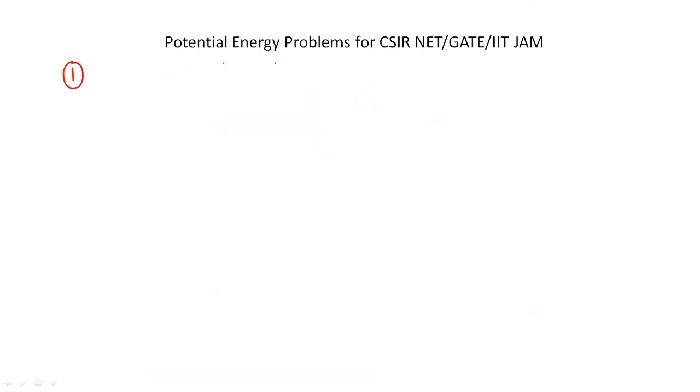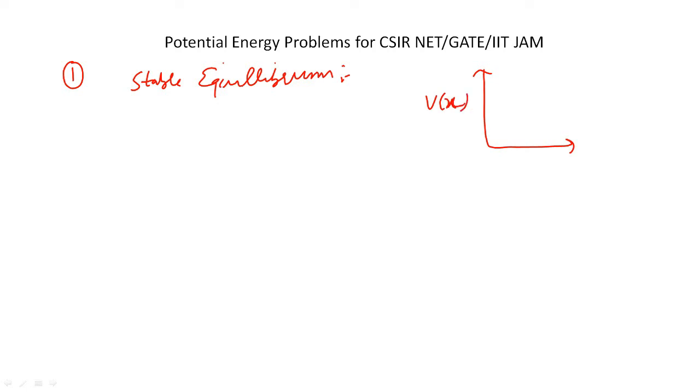Now we have to investigate the condition of the stable and unstable equilibrium positions. Now number 1, stable equilibrium. First I will draw a graph for stable equilibrium between the potential energy and position. Right, let us say your graph is actually a U-shaped graph, and let us say it is a point where we have to investigate the condition of stable or unstable equilibrium.